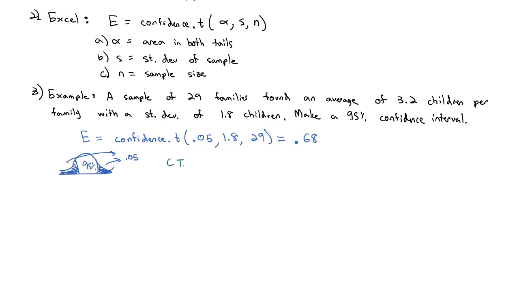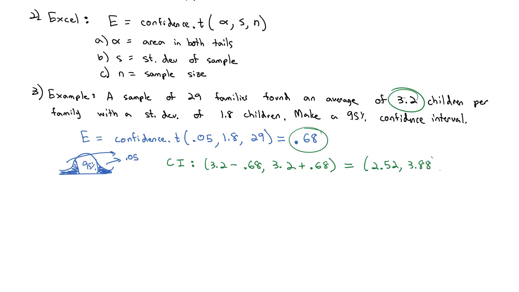So for my confidence interval, we can take our point estimate. The average was estimated to be 3.2 children per family. And we'll subtract the error that we just found of 0.68 to get the lower bound, and take the point estimate of 3.2 and add the error of 0.68 to get our upper bound. And when I do, I get a confidence interval that we are between 2.52 and 3.88 children per family.